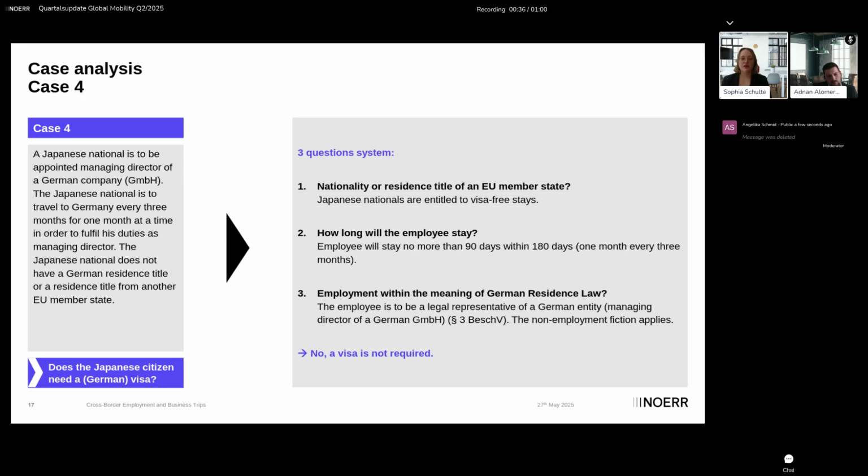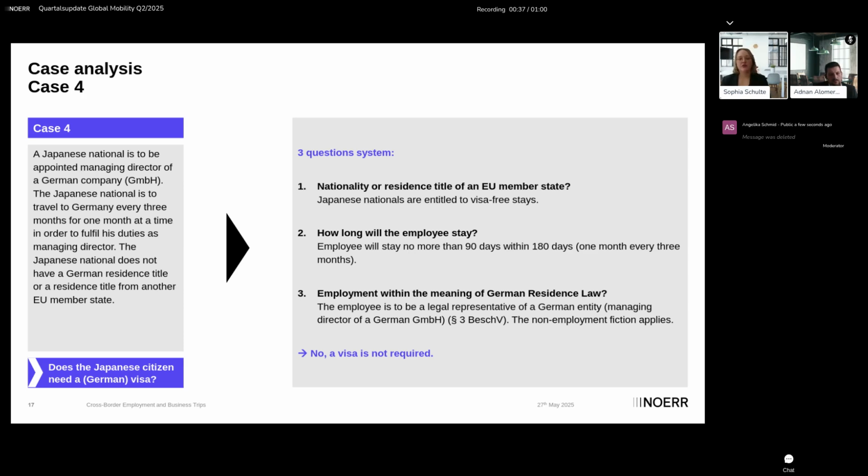The employee will stay no more than 90 days within a 180 days period. This has to be, of course, reviewed again for every stay, every time this Japanese national comes back to Germany, to check if we are still within these 90 days in this 180 days period or not. And as the employee here is the legal representative of a German entity, he falls under the non-employment fiction under Section 3 of the BeschV.